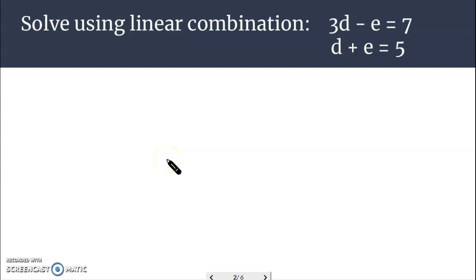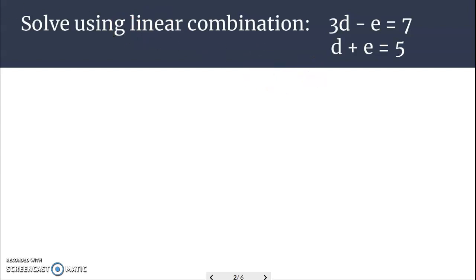Welcome back, everybody. Today we'll be solving systems of equations using linear combination. Another way to think of it is simply adding the equations together, and by doing so we hope that we get a variable to eliminate, and then we'll use substitution the rest of the way. So let's look at this first one.